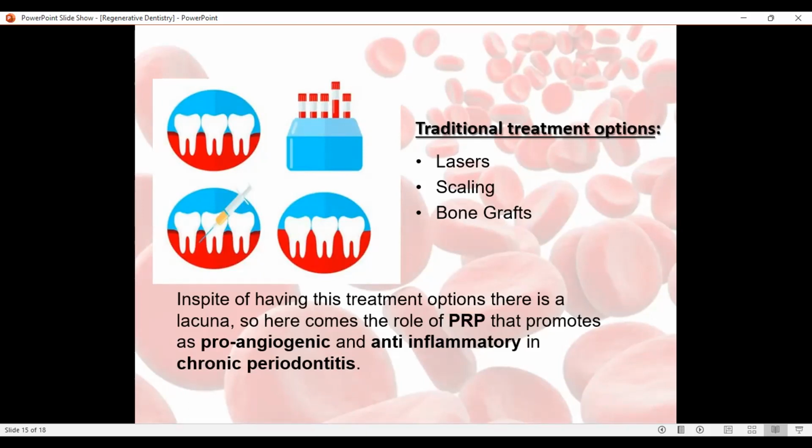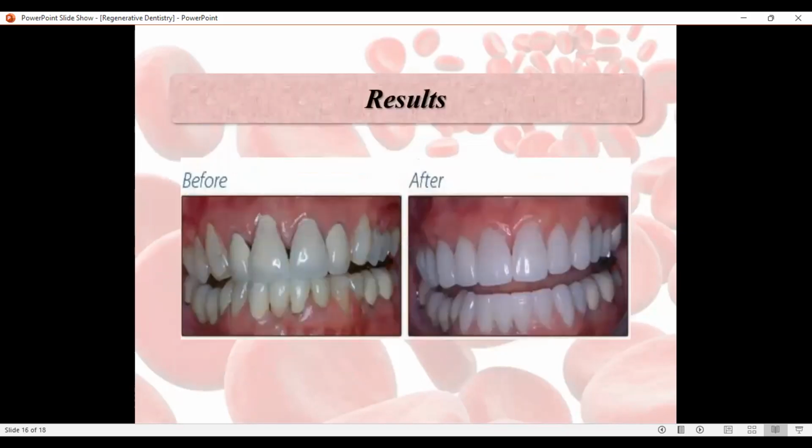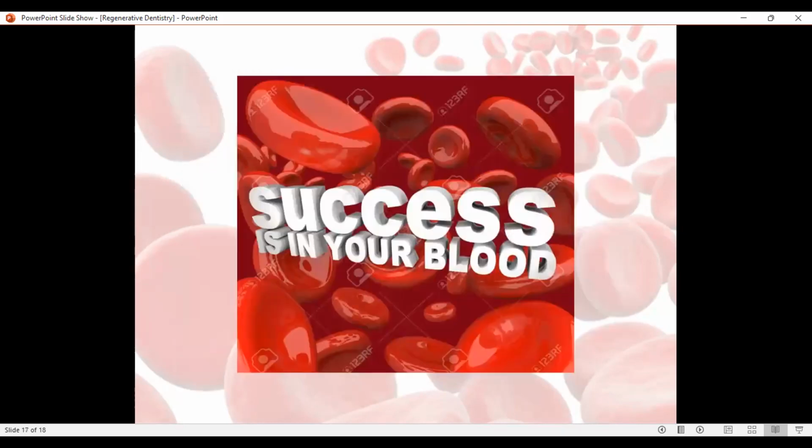First we will do scaling to remove the bacterial infection around the tooth, and we can also use lasers for decreasing the bacteria. When we combine PRP with the traditional treatments, we can see better results. This is one of my cases I want to share with you. We can see how the gingiva has become better. By using PRP from the patient's own blood, we can say the success is in the patient's own blood.